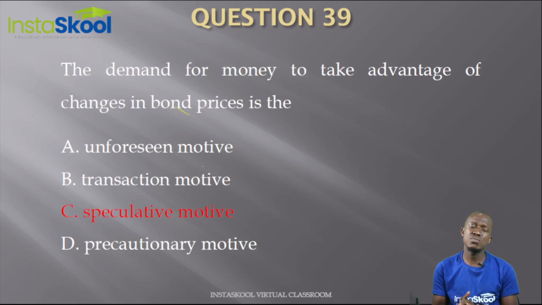The transactionary motive is the demand for money to meet up with our day-to-day buying and selling, while the precautionary motive is the need for holding money for future unforeseen circumstances. It's nothing like unforeseen motive. So our correct answer is option C, speculative motive.